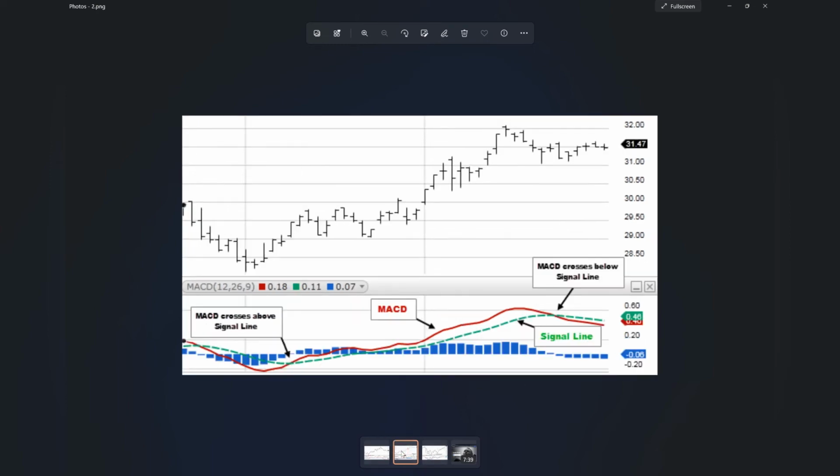In the second picture, when the MACD line crosses from below to above the signal line, the indicator is considered bullish. The further below the zero line, the stronger the signal. When the MACD line crosses from above to below the signal line, the indicator is considered bearish. The further above the zero line, the stronger the signal.